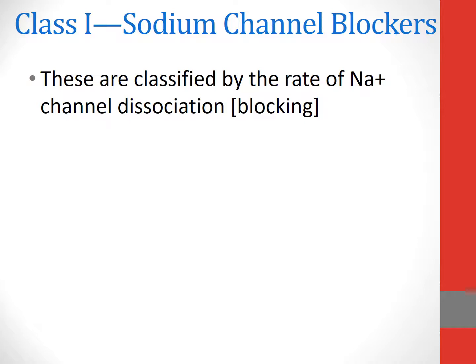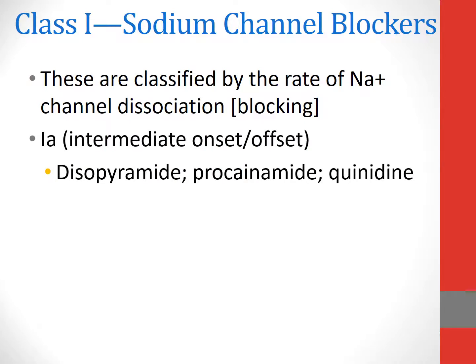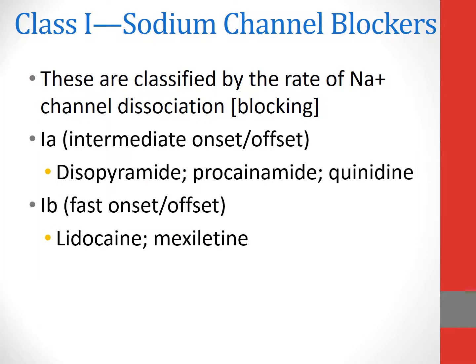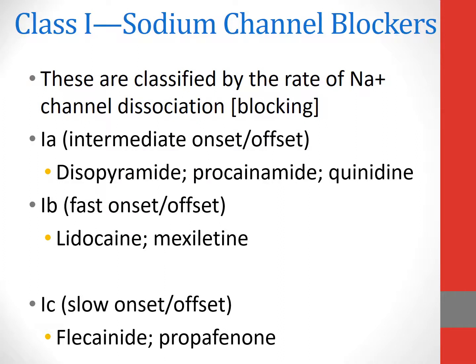Now here are our classes. These are classified by the rate of sodium channel dissociation or blocking. Remember, sodium is where we get the big bang for our buck in terms of depolarization. So 1A is an intermediate onset and intermediate offset. 1B is a fast onset and offset. 1C is a slow onset and offset. So depending on what rate that person has, what arrhythmia, determines which med is chosen.